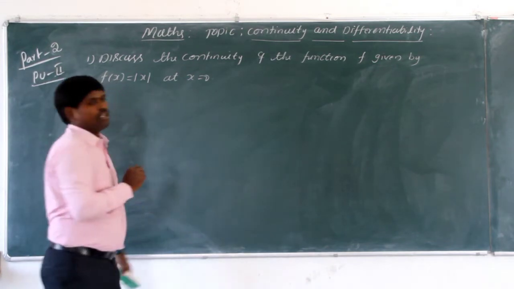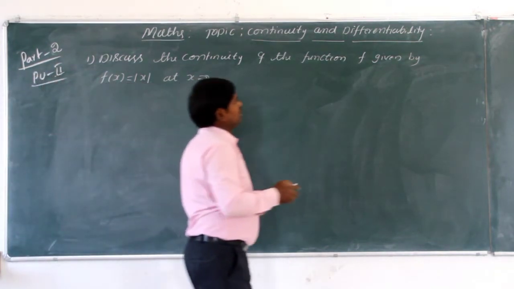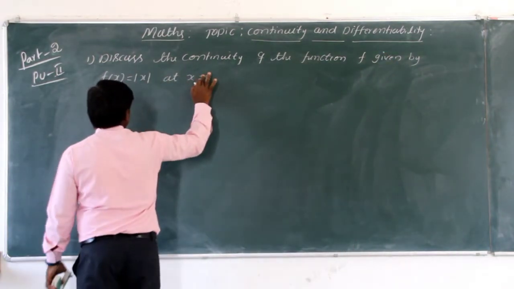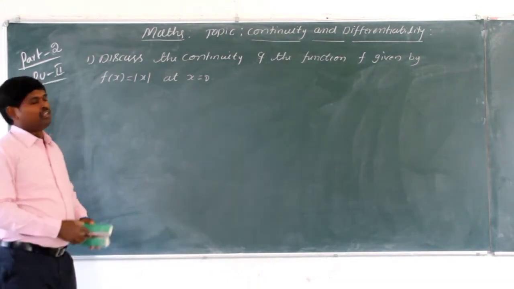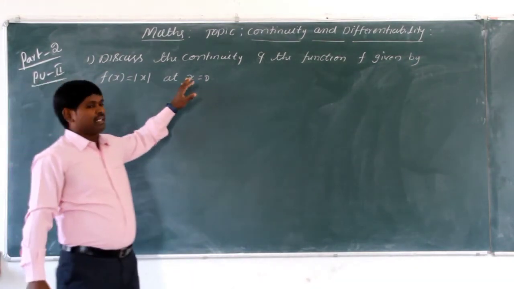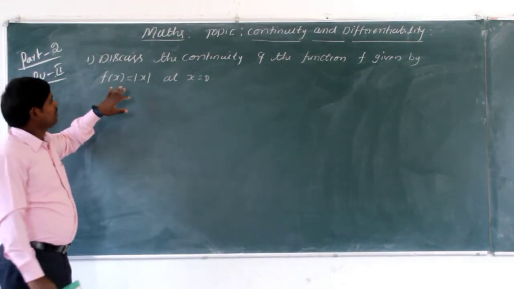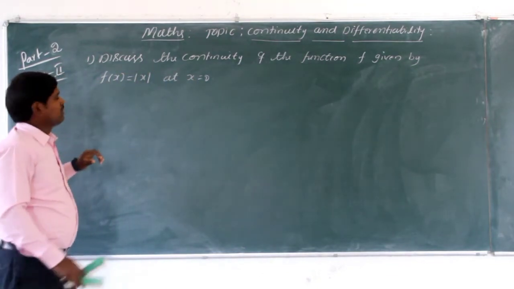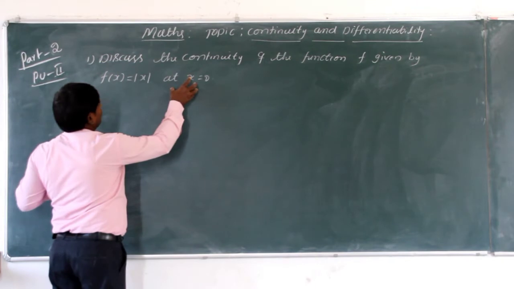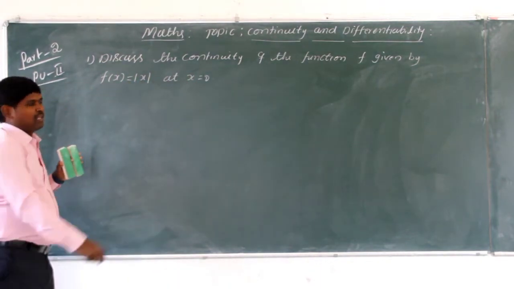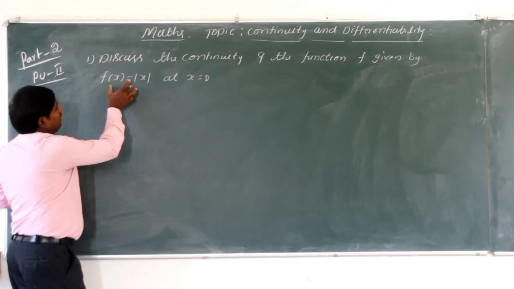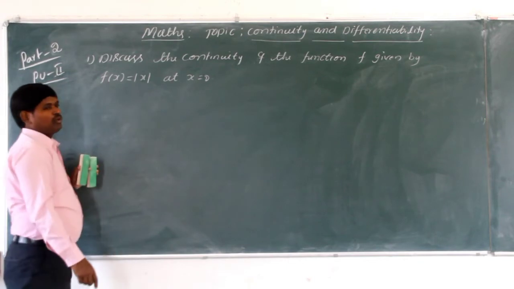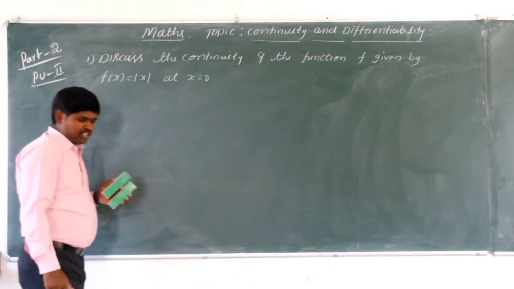So discuss the continuity of the function f given by f of x is equal to mod x, and particularly we need to discuss the continuity at the particular point x is equal to 0. Clearly, 0 also belongs to its domain. So we need to check whether this function, the familiar modulus function, is continuous or discontinuous at x is equal to 0.